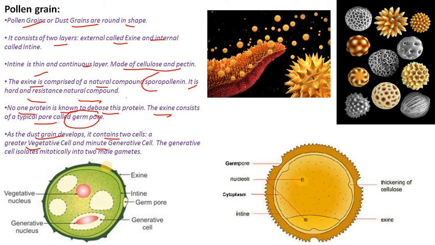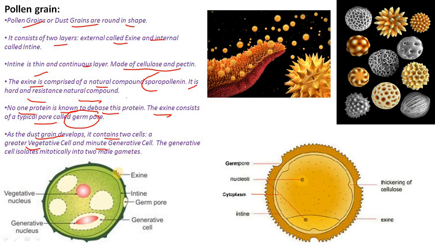The generative and vegetative cells are carried by the pollen tube. The generative cell divides to form non-motile male gametes. The tube's nucleus may disintegrate as it has no important function. The pollen grains represent the male gametophytes. We know the pollen grains are made up of two layers. One is exine and one is intine.